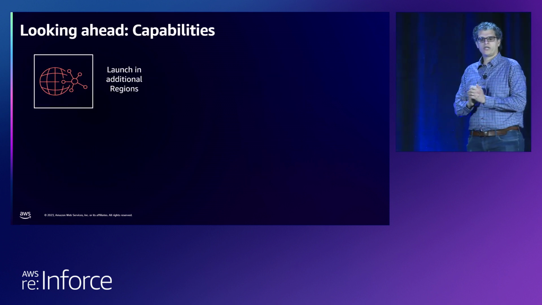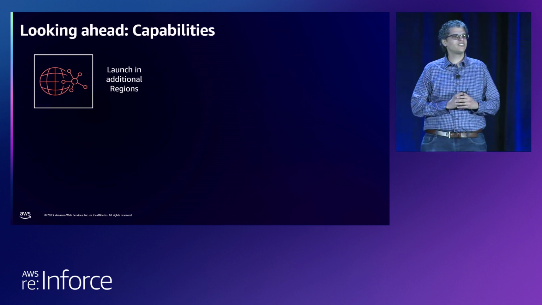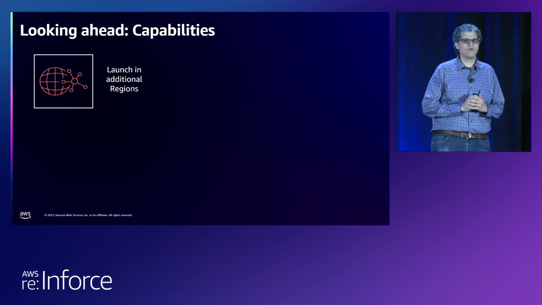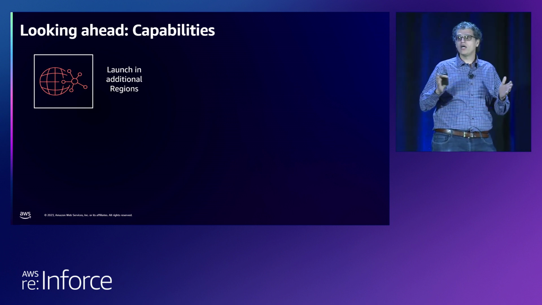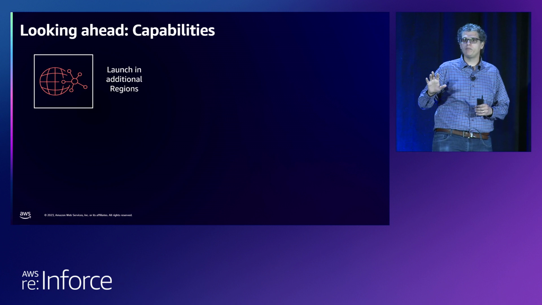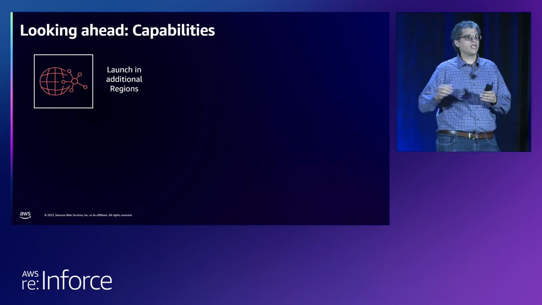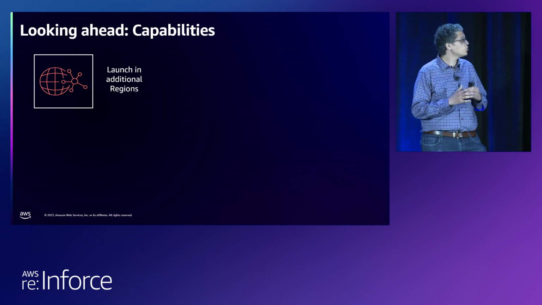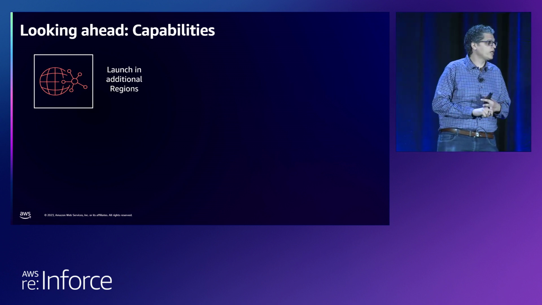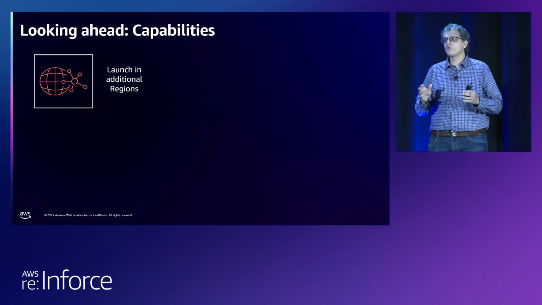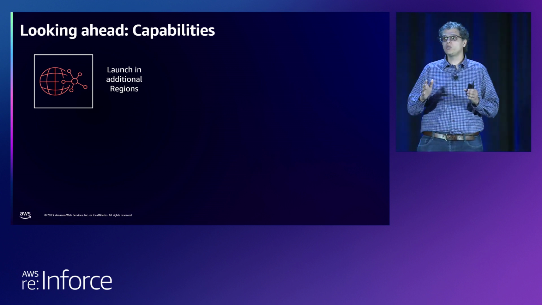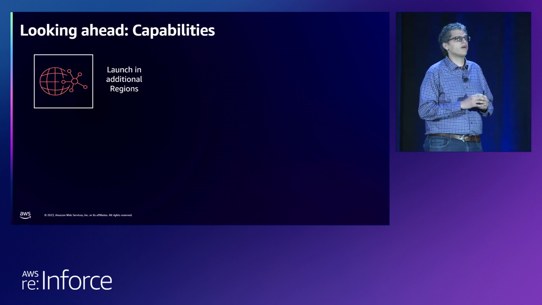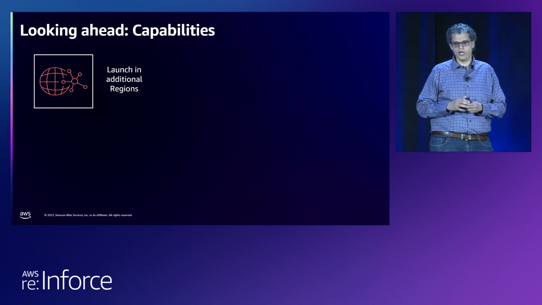So in the next slide, I will go over the upcoming capabilities in our roadmap. By end of this year, IAM Roles Anywhere will be available in the remaining AWS commercial regions, as well as the GovCloud regions, both US West and US East. And going forward, for any new AWS commercial region, you can expect to have IAM Roles Anywhere there at day one.